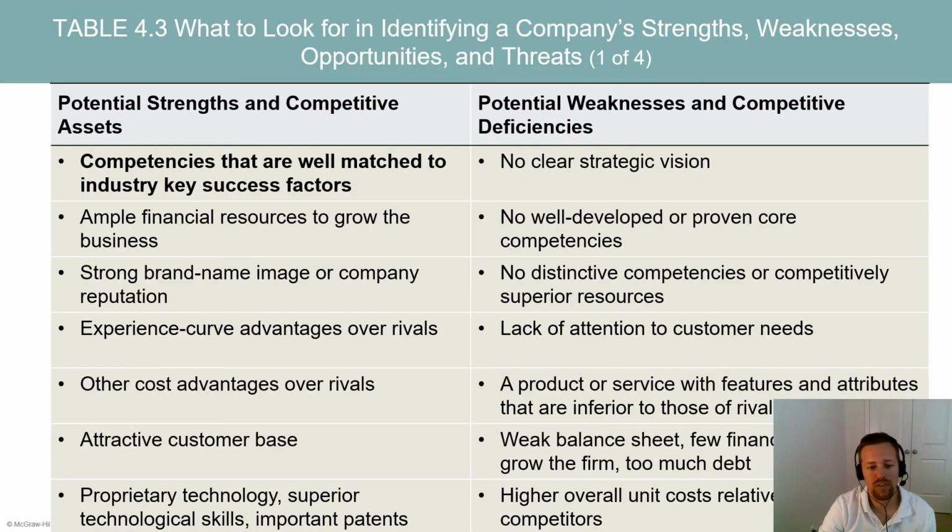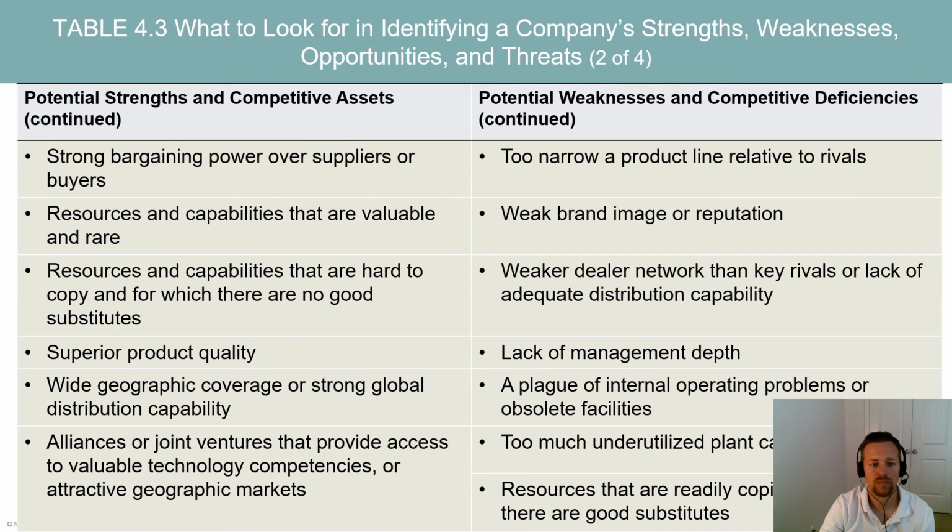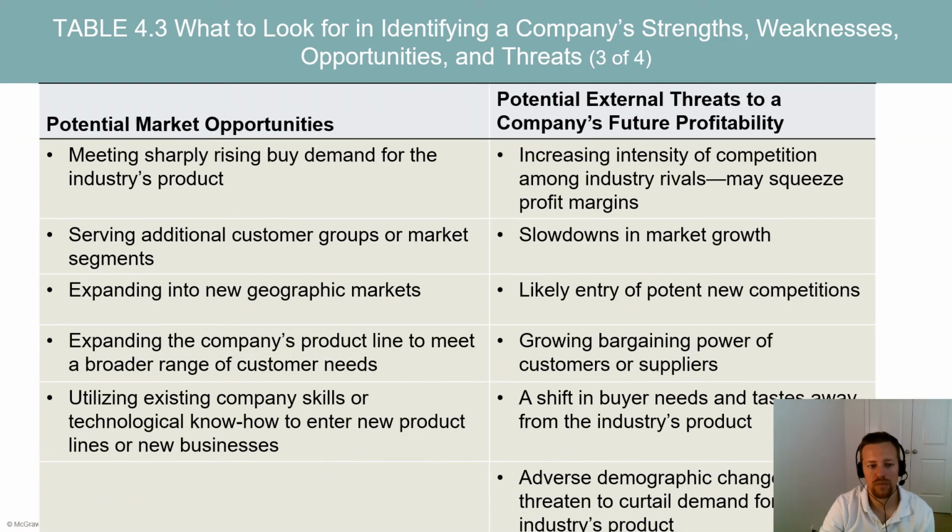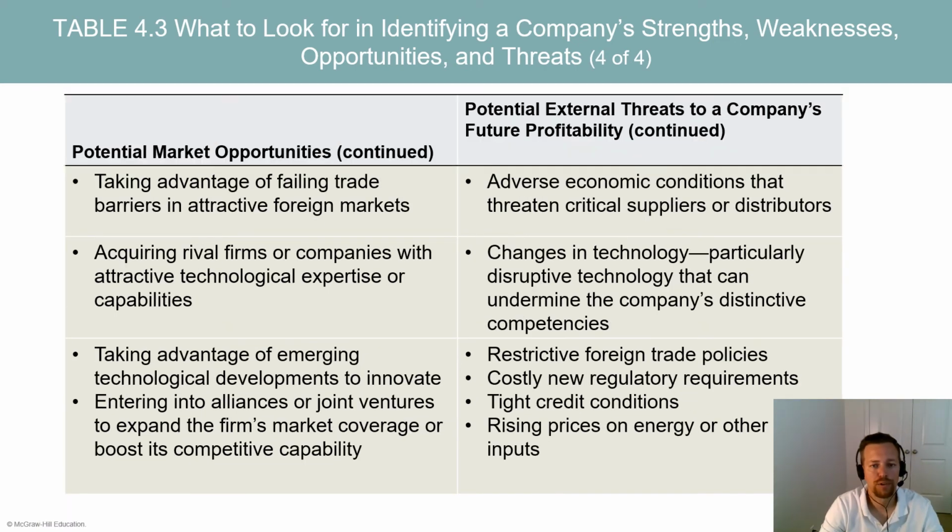The next four slides simply give a lot of examples of strengths, weaknesses, opportunities, and threats. You see on this slide, we've got strengths and weaknesses. Here we have other potential strengths and other potential weaknesses. So strengths and weaknesses continue. And now we get into market opportunities and external threats to the company's future profitability. Opportunities and threats continued.